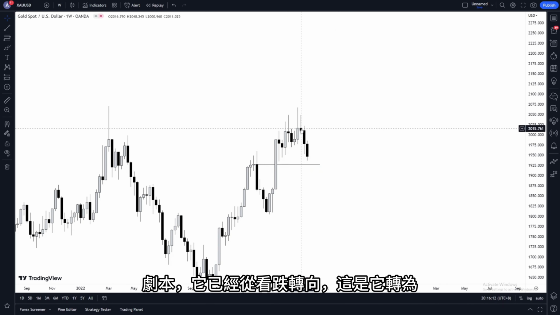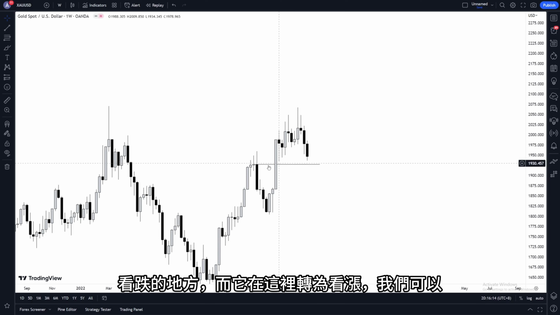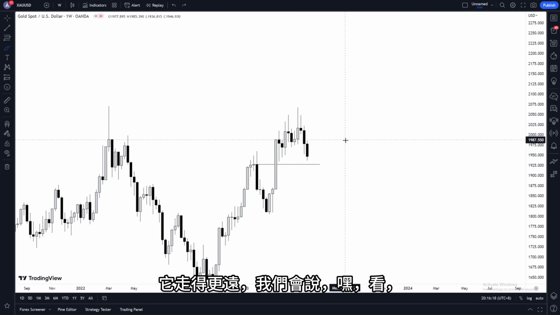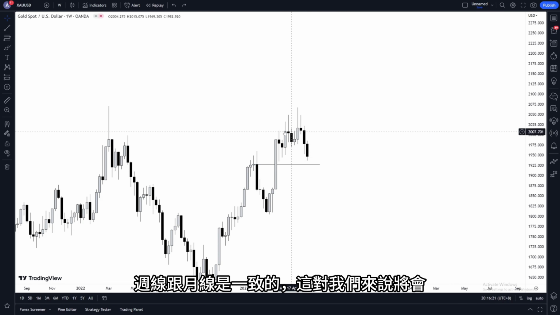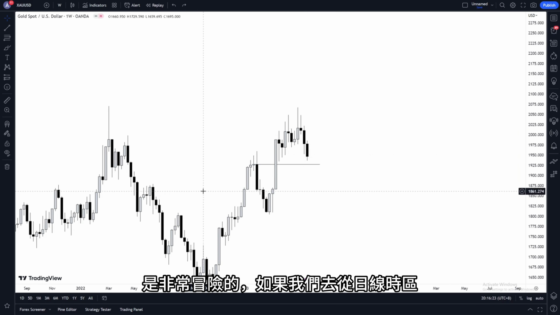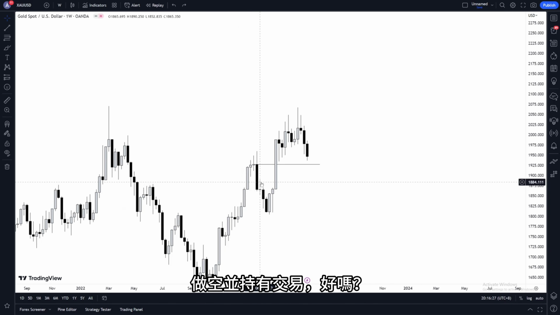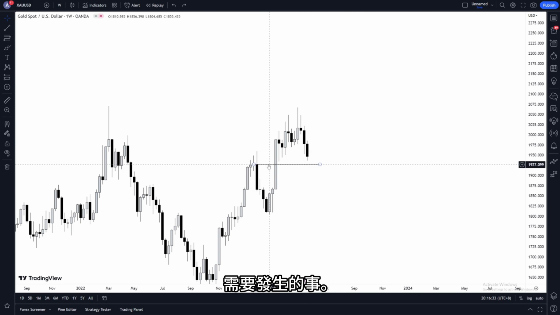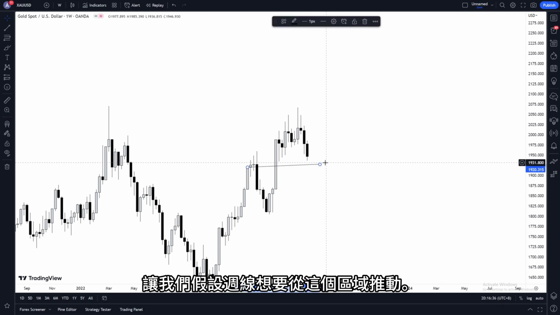It has turned from bearish. Here's where it turned bearish, and it turned bullish right here. And we can trust this area right here to hold price and propel it further. And we will say that, hey, look, the weekly is together with the monthly, and it's going to be pretty damn risky for us to take and hold trades from the daily time frame. Okay, so let's get that out of the way first. That's the first thing. That's what needs to happen if the weekly wants to propel from this area. Let's assume the weekly wants to propel from this area.